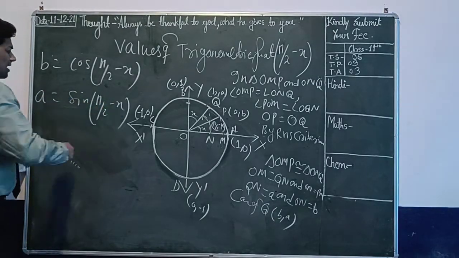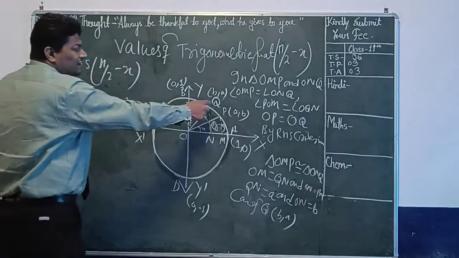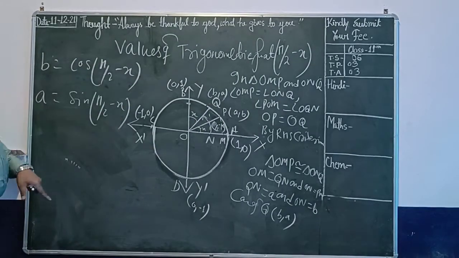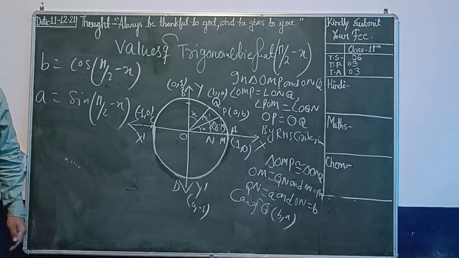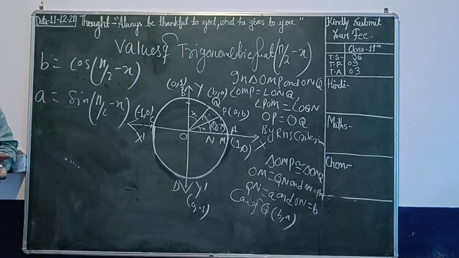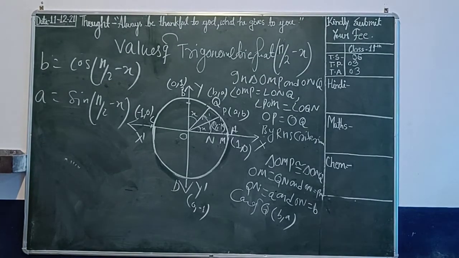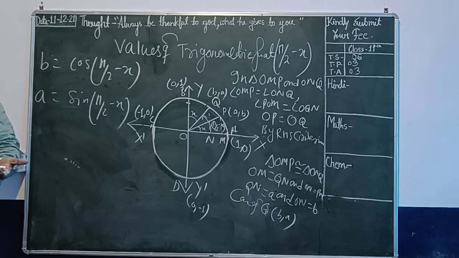This was reversed, but due to the interchange of the points, by this criteria you are getting that B equals cos of pi by 2 minus x and A equals sin of pi by 2 minus x. So you can put in the values of B and A. What is the value of B? Sin x. And what is the value of A? Cos x. The value of A is cos x and the value of B is sin x.